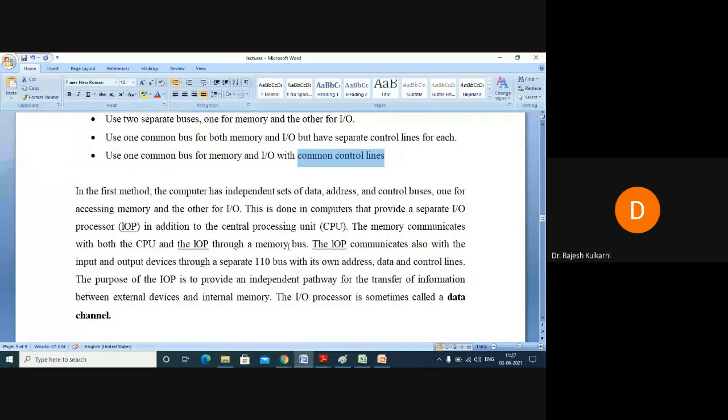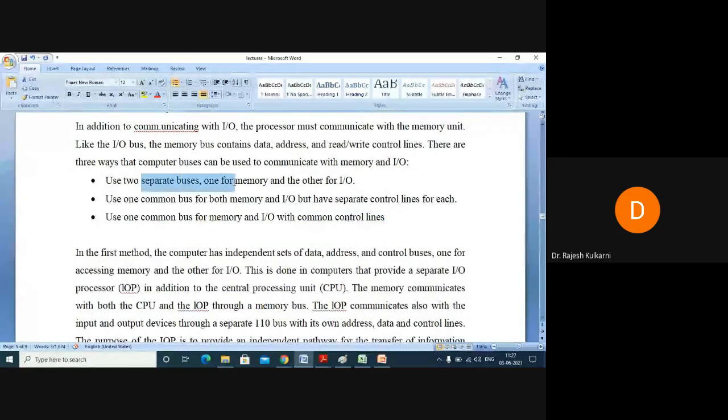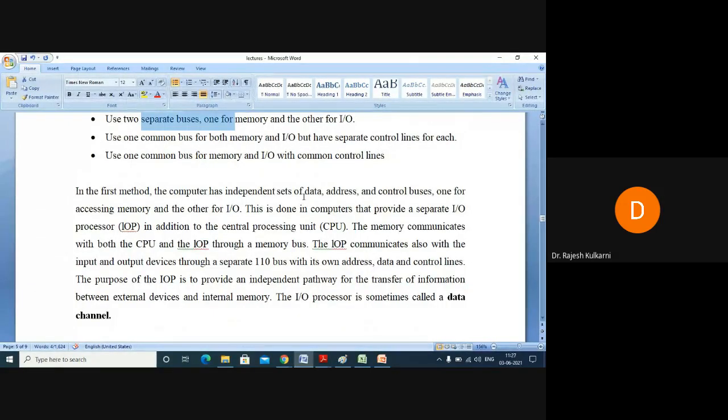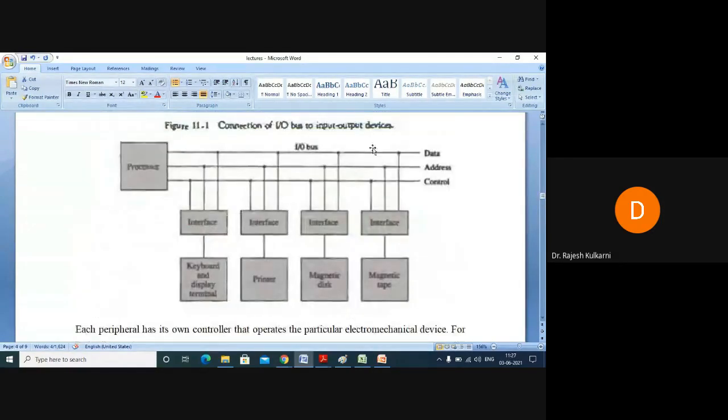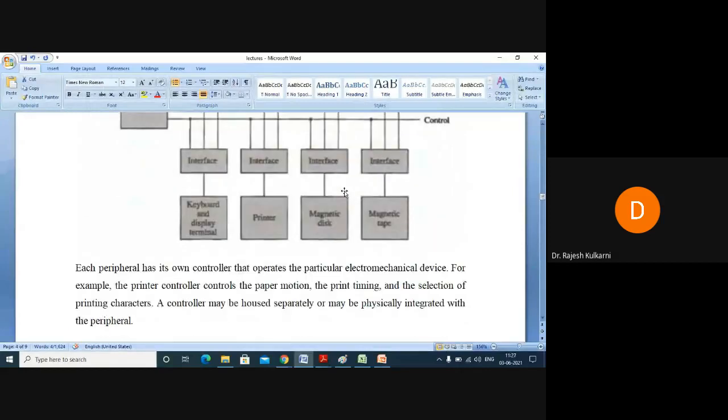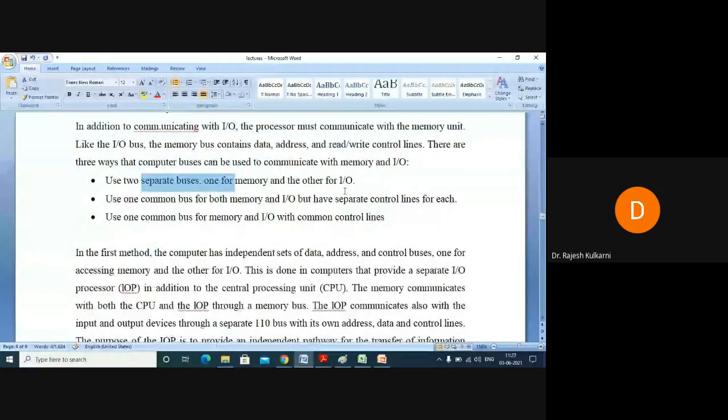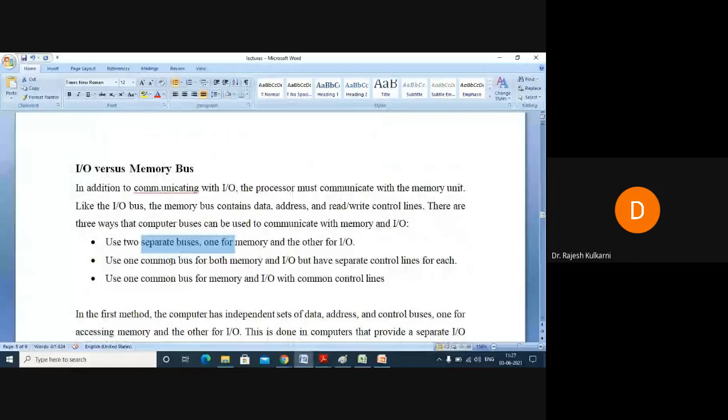Now, as far as the first scenario is concerned, when we are having two different buses, they have different data bus, different address bus, different control bus. So one data bus for memory, one data bus for input output. Like that, one address bus for memory, one address bus for input output, one control bus for memory, one control bus for input output. So basically, you are having two separate buses. One bus will be the input output bus, the other bus will be the memory bus. That is the first scenario. What is the first scenario? Separate bus.